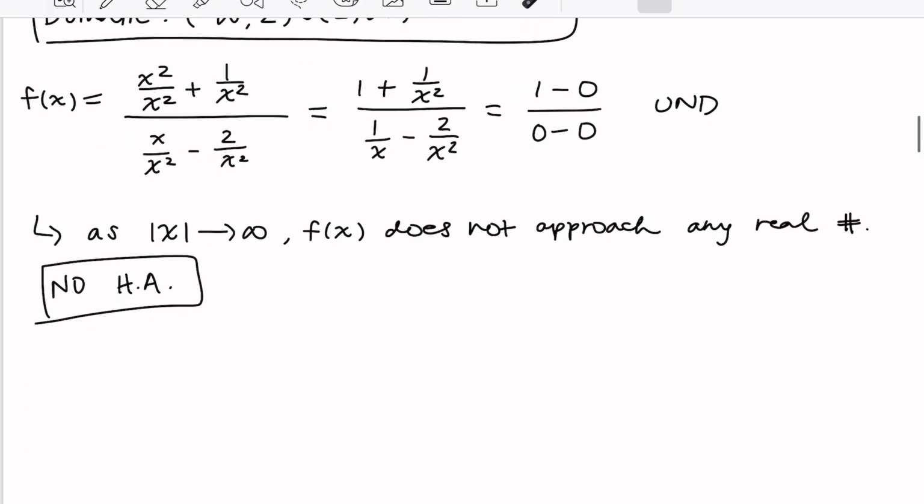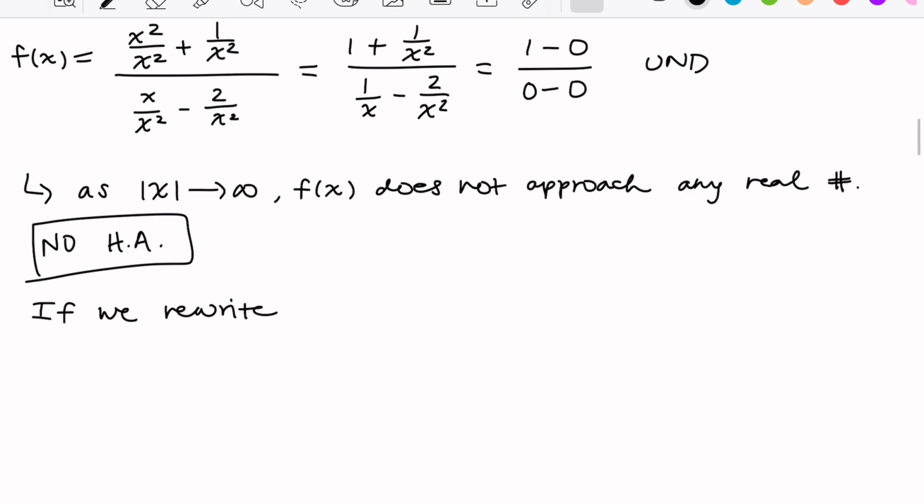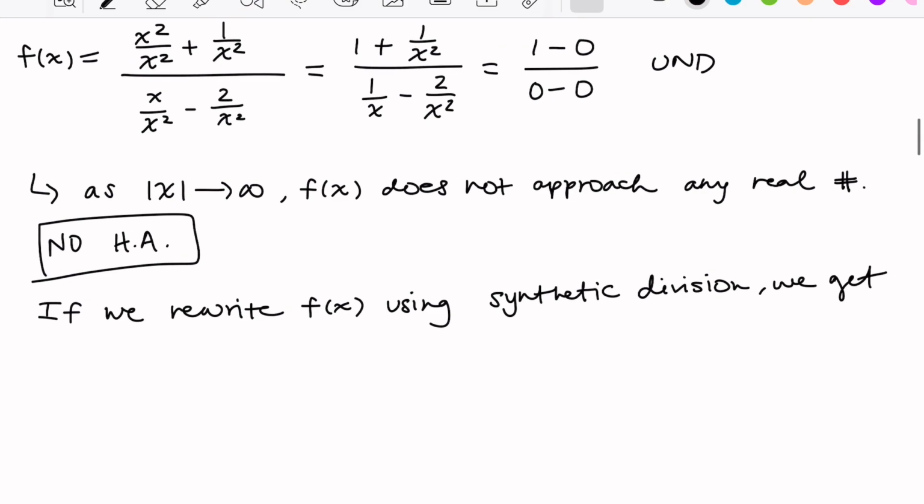All right, and then something else to notice here. If we were to rewrite our function using synthetic division, we'll get the following. We have f of x is equal to, we started out with x squared plus 1 over x minus 2. And performing synthetic division, we'll get that our quotient is x plus 2 here, and then we'll have a remainder of 5. So this becomes x plus 2 plus 5 over x minus 2.